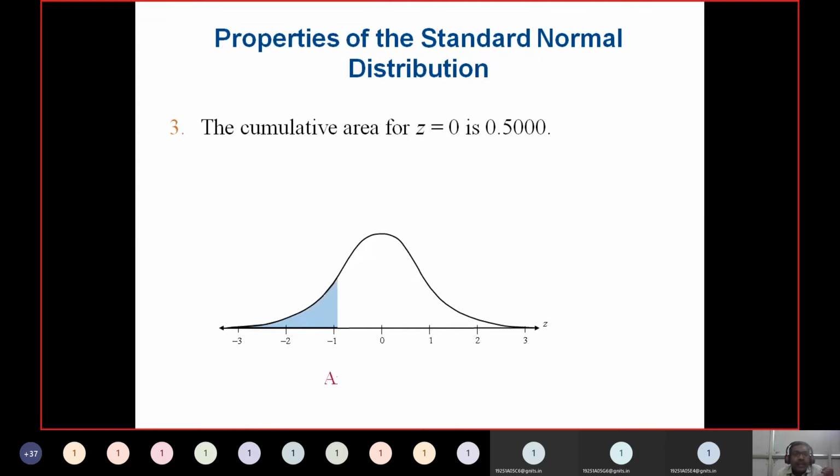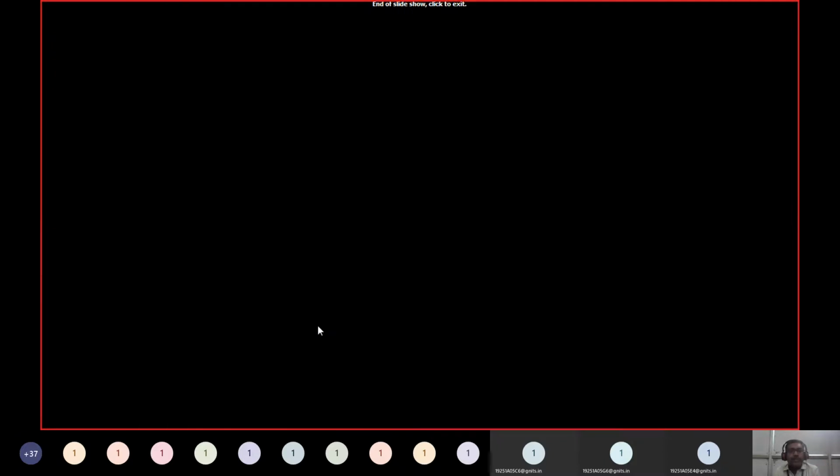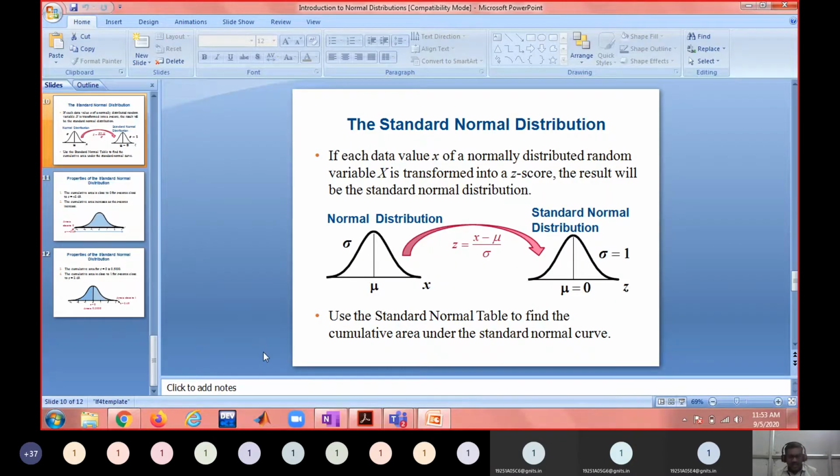Because the standard normal curve is symmetric about z equal to 0, exactly half of the area is to the left of z equal to 0, which is 0.5, because the total area is 1. As z approaches 3.49, the cumulative area approaches 1. It almost looks like 1. So this is what we discussed in the last class.